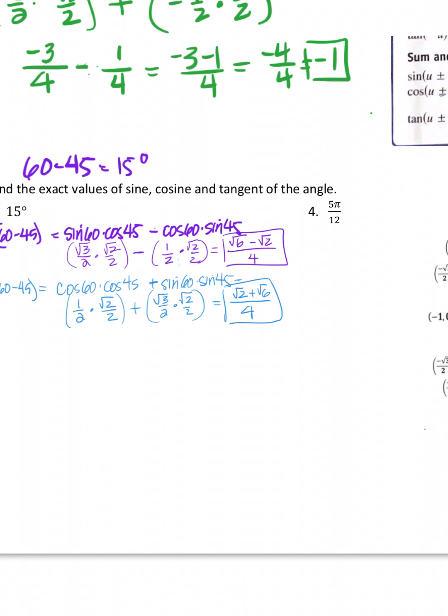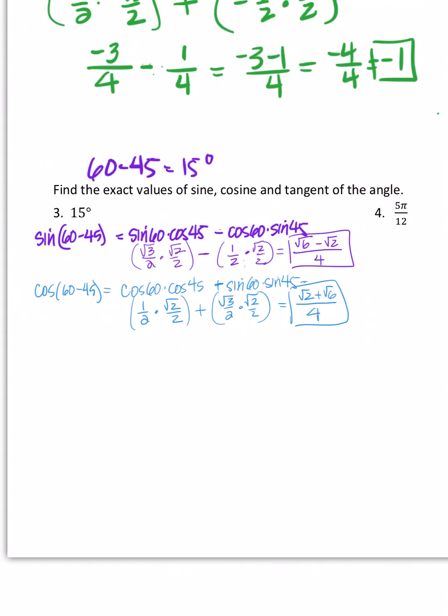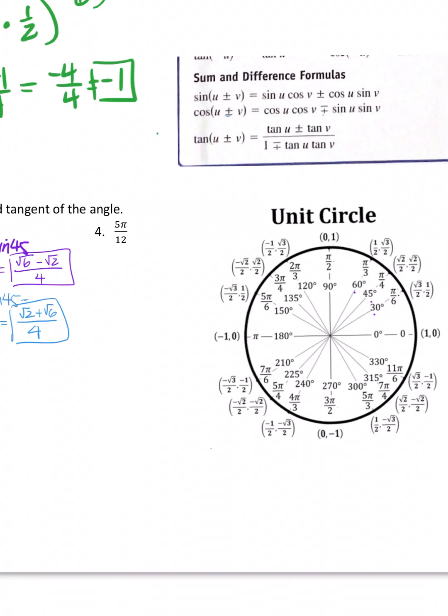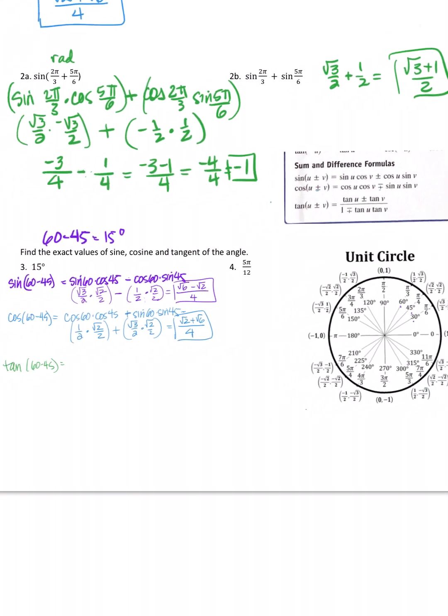Now let's do tangent. Tangent's a little different, okay? So if you look at the equation for tangent, notice this. This is tangent of u plus or minus tangent of v, right? So if I'm adding, I add on top. If I'm adding, I subtract on the bottom, 1 minus the product of the two tangents. And vice versa if I'm subtracting. And so in my example right now, we're subtracting. So let's go back. We're going to use our formula to get us there.